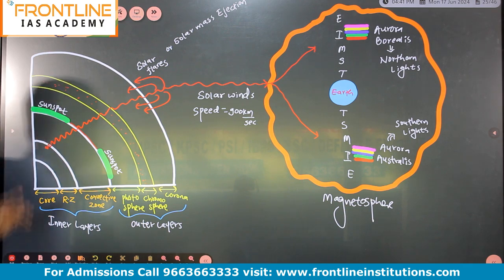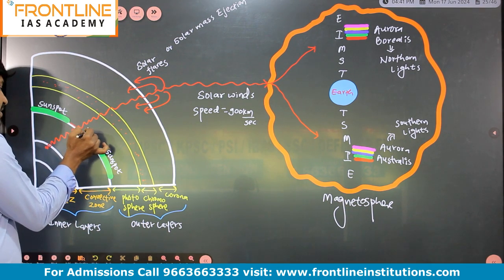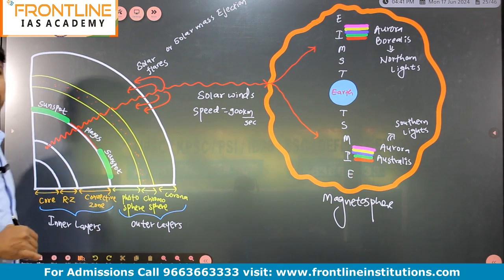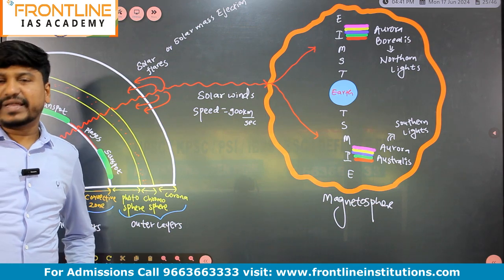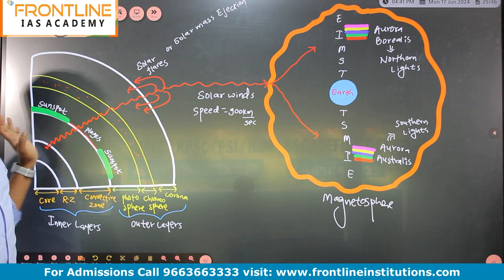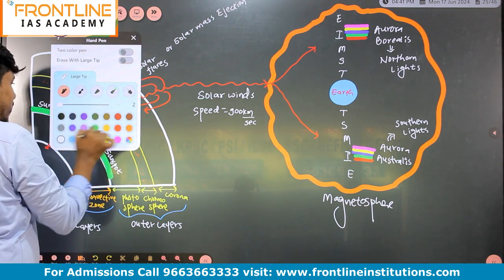Here listen, and about sunspots: the warm areas we call plages. Warm areas are known as plages, meaning warm areas, and cold areas we call sunspots, right? One more interesting point, just listen. A very important point here.